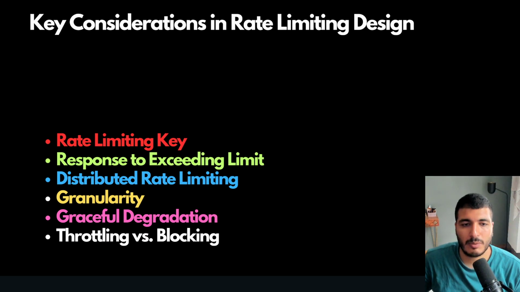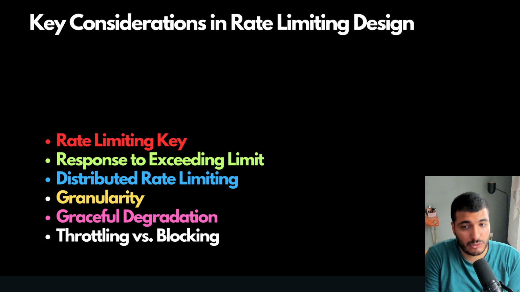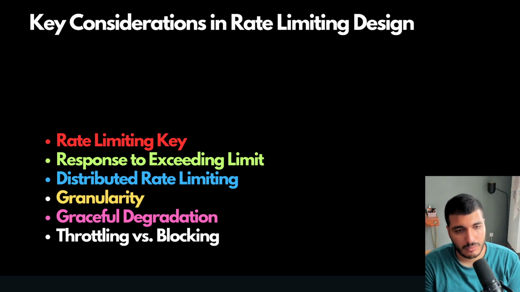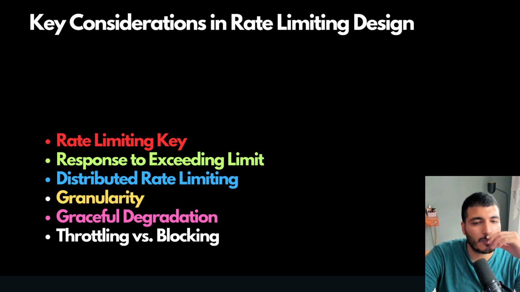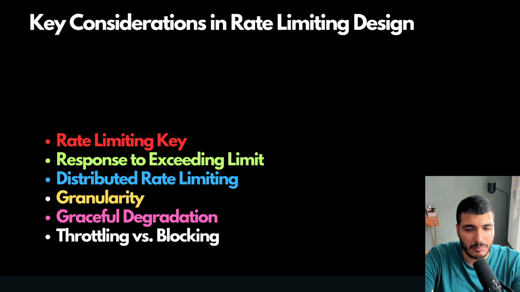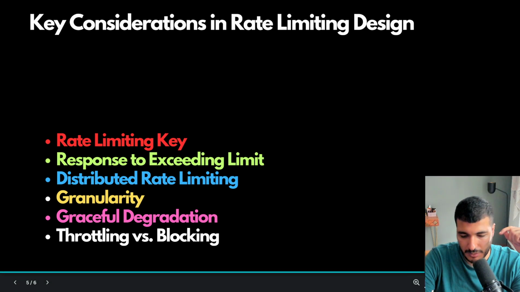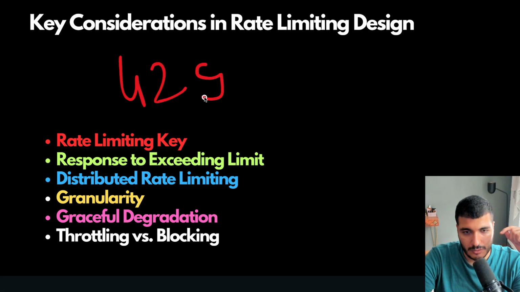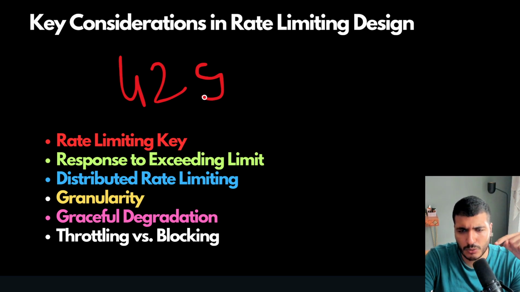First thing we will talk about is the rate limiting key: what defines a client that gets the limit? IP address, user ID, API key, session ID. You need to choose based on your use case. Number two, the response when exceeding the limit. When a client hits the limit, you should return a 429 status code, which is Too Many Requests. It's also good practice to include a retry header telling the client when they can try again.